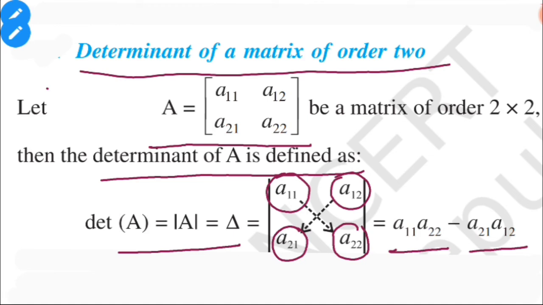So to find the determinant of a 2 by 2 matrix, just cross multiply a11 into a22 and subtract a21 into a12. So this is the method of finding the determinant of a 2 by 2 matrix.